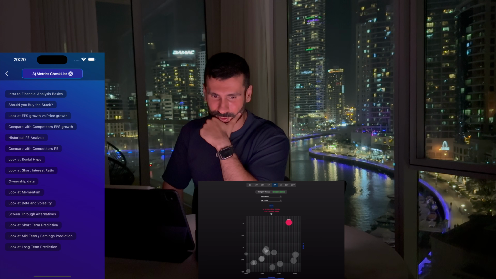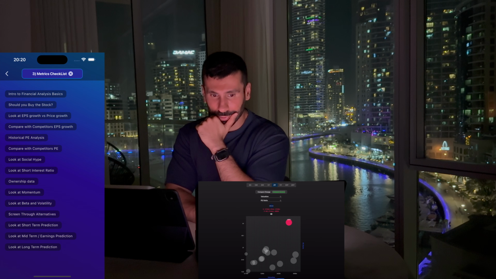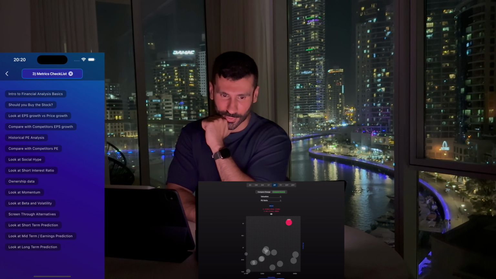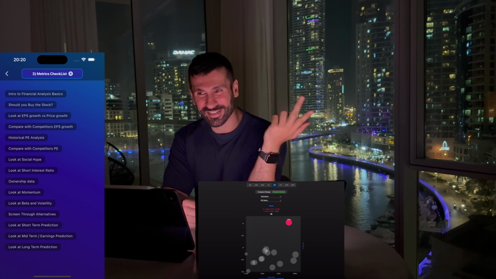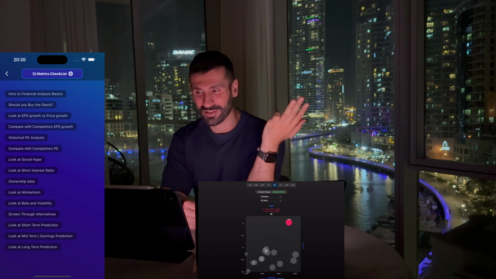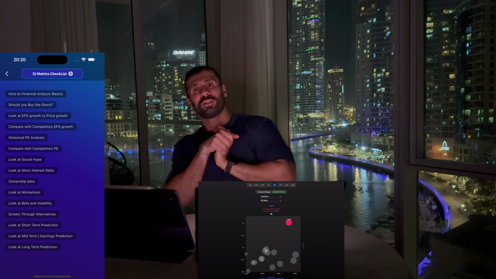Midterm earnings predictions, long-term predictions. So if you want to know when to buy a stock, usually this is what I look at. I look at everything. Competitors, financials, technicals, earnings predictions. That's it. Like you know everything. I mean, I don't know. Now you're going to ask me.